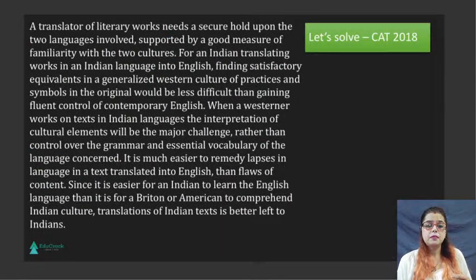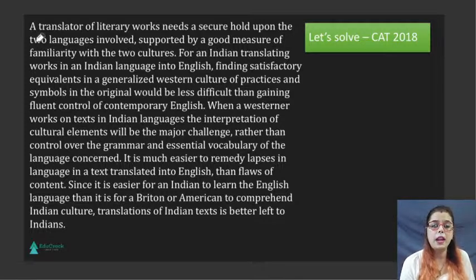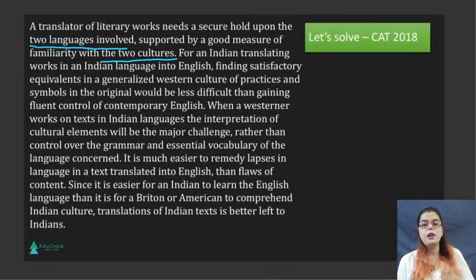A translator of literary work needs a secure hold upon two languages involved, right? Supported by a good measure of familiarity with the two cultures. So what they're talking about here is somebody who's a translator, all right? Somebody who is a translator needs to have a secure hold upon two languages. So if I'm translating from English to Hindi or from Hindi to English, I need to have a good sound understanding of English and of Hindi as well. So if I don't have an understanding of both the languages, I won't be able to be a translator.